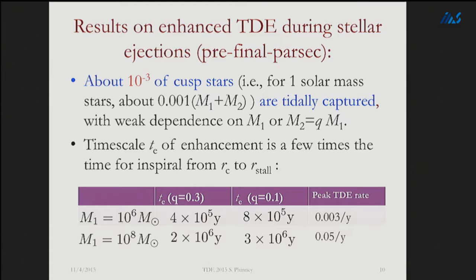Were getting several per year by these incredibly steep cusps with the black holes created in the middle of a non-equilibrium star cluster. So if you can do that somehow, you could get higher rates, but I think these are probably more realistic cusps and realistic in-spirals.